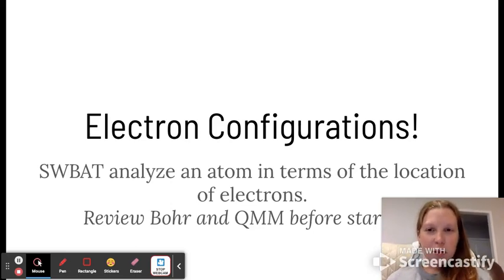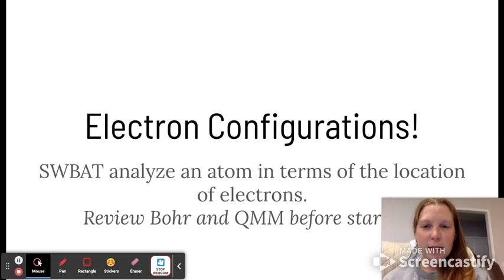Hey everyone, this is our lesson on electron configurations. By the end of this lesson, you should be able to analyze an atom in terms of the location of the electrons. But before you get started, you may want to review Bohr and quantum mechanical models.